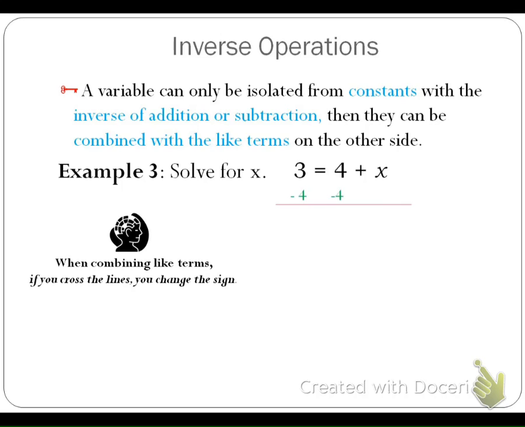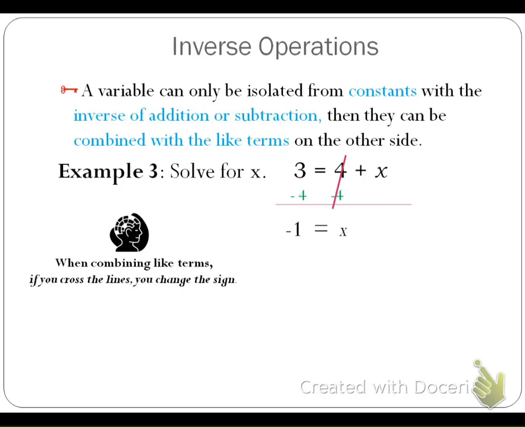So then you draw your big fat line and combine. The positive 4 and the negative 4 created that zero pair. That was the whole point, to get our x isolated. So our x is left on the right-hand side of the equation, and then on the left-hand side, we combine the like terms of 3 and negative 4. And that equals negative 1.